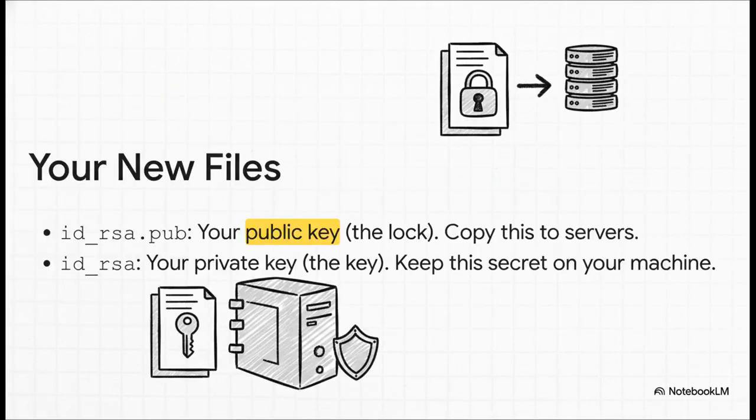That command creates two really important files. The first one, id_rsa.pub, is your public key. That's the padlock. It's meant to be copied and shared. You'll put this on any server you need to get into. But the other file, the one just called id_rsa, that's your private key. You guard that one. It should never, ever leave your machine.